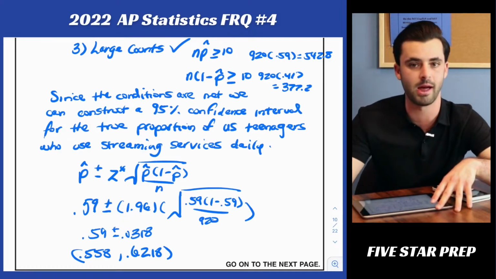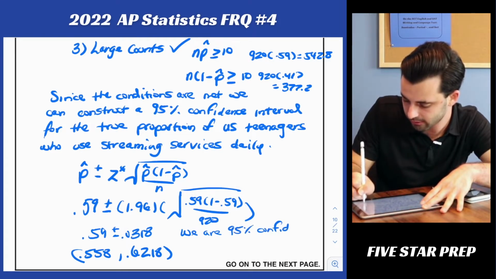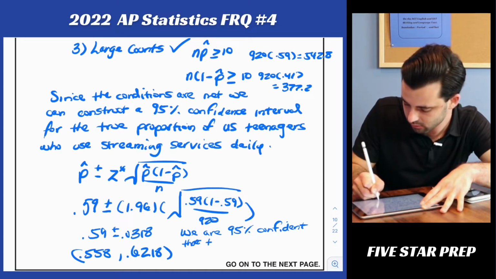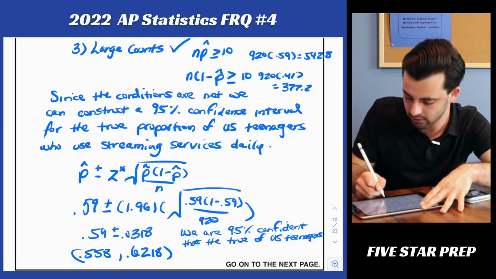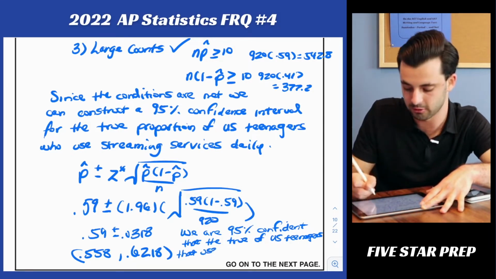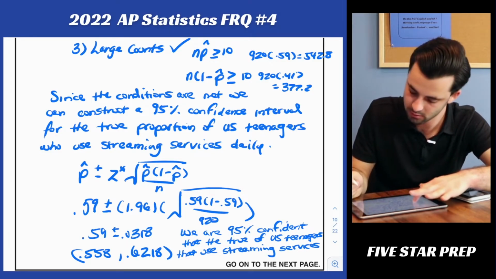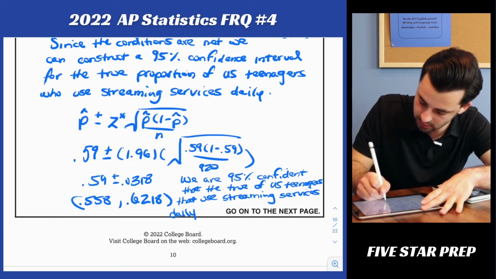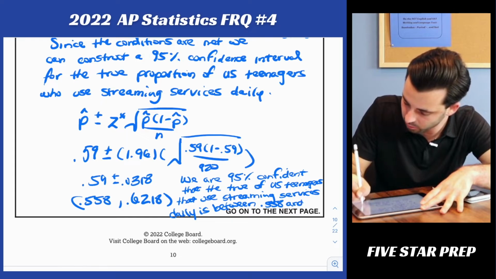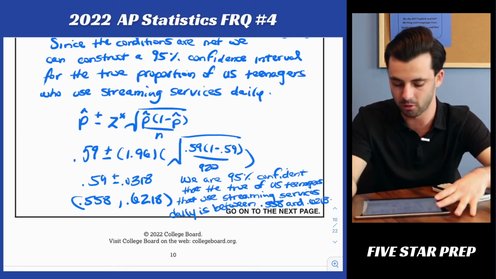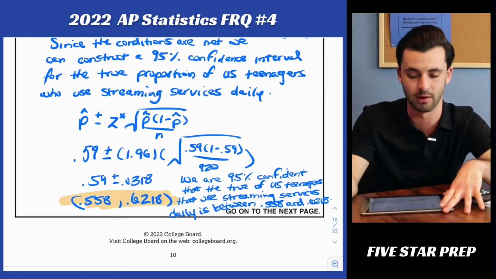So here, we want to go ahead and make our conclusion. We are 95% confident that the true proportion of US teenagers that use streaming services daily is between 0.558 and 0.6218. So here, the true proportion of US teenagers who end up using streaming services daily is between these two values right here, 0.558 and 0.6218.